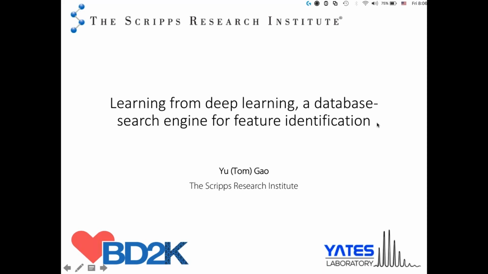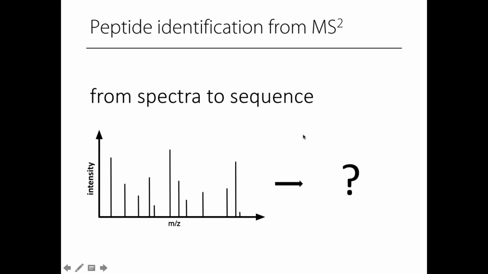And so today I'm going to talk about learning from deep learning, a database search engine for feature identification. So let's start. One of the central problems in proteomics is peptide identification. I think I don't need to emphasize this too much to this group of audience. This is a very important problem. Essentially, the problem is how to get the sequence from the spectrum. You have one acquired MSMS and you want to get the sequence. How are you going to do that?